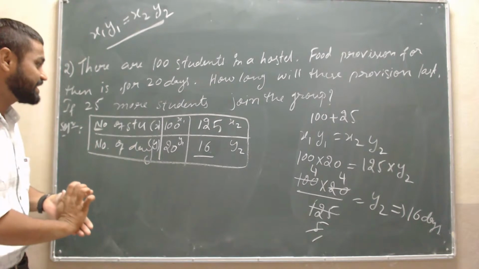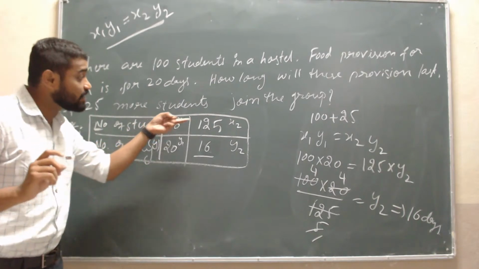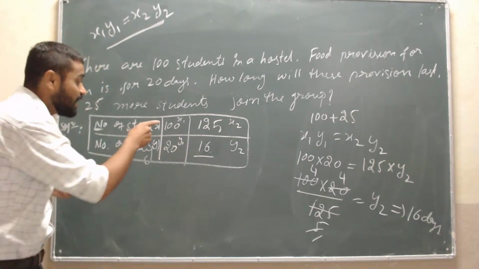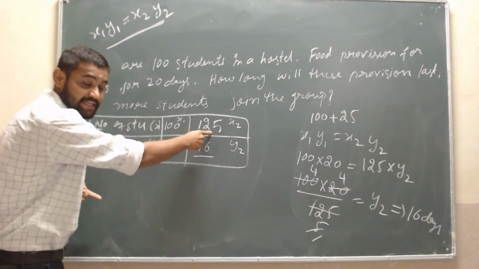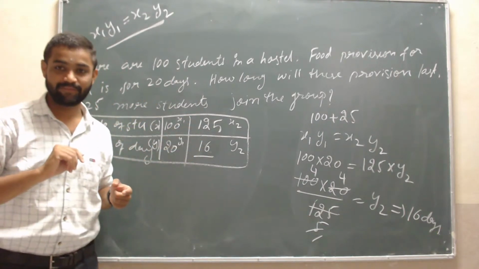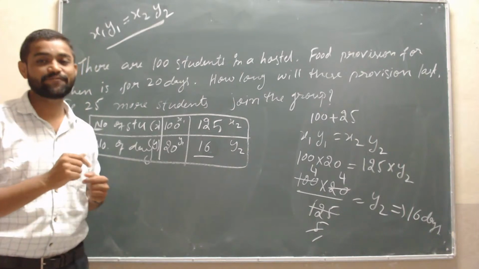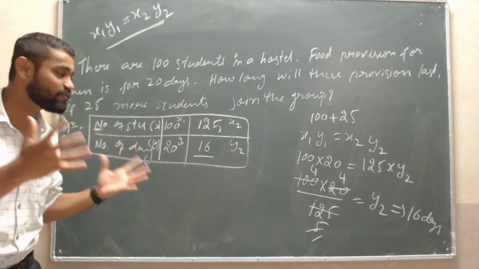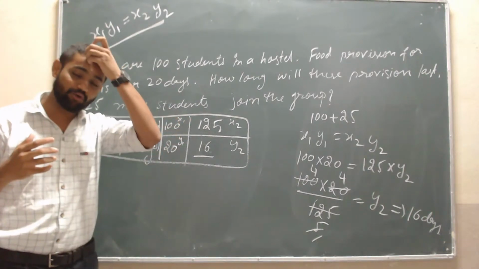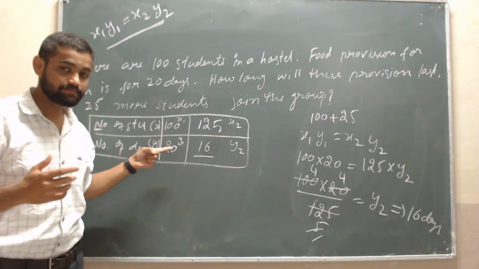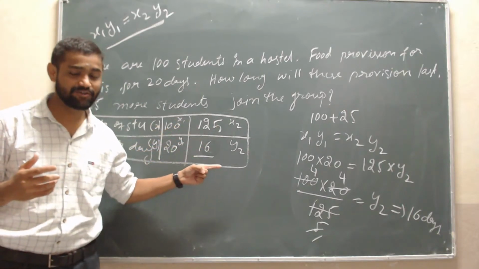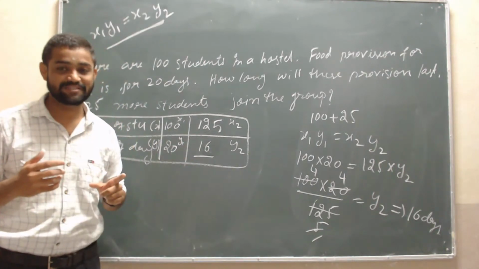Now again concentrate here. As the x value increases, the y value is decreasing. See here, from 100 to 125, the x value is increasing, but here, from 20 to 16, it is decreasing. Isn't it, students? That is called inversely proportional. And also we can check whether x1 into y1 is equal to x2 into y2. 100 into 20 is 2000, and 125 into 16 is also 2000. Let's check it once.